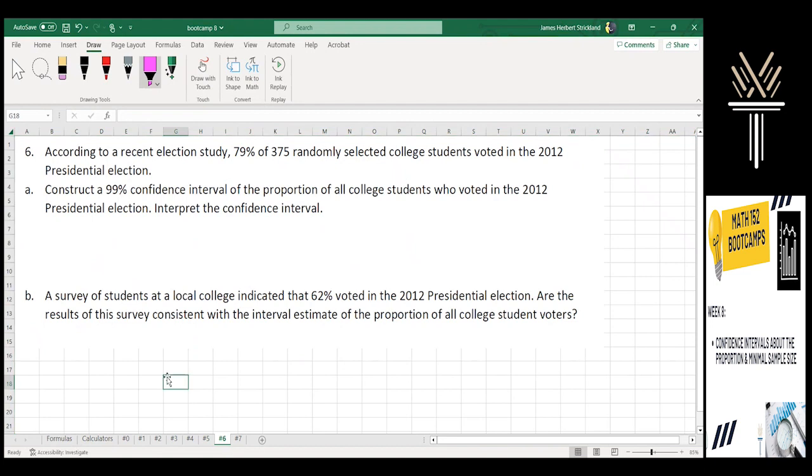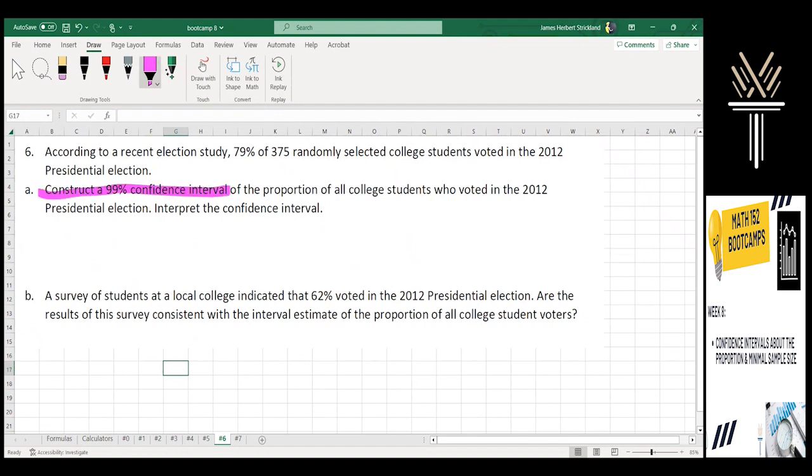You'll never have to pick the confidence level. They're always going to give it to you for this class. That's the good news about all this. I just want you to understand what it means to say you're 99% confident. You're saying that this process works 99% of the time. Okay.